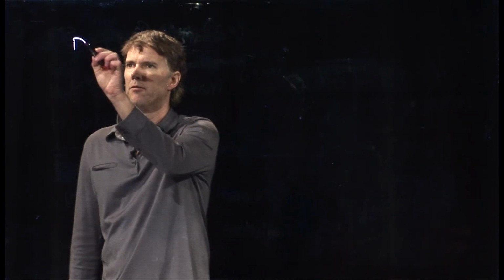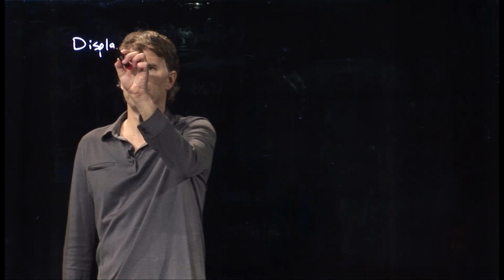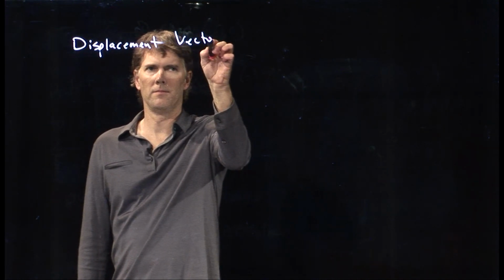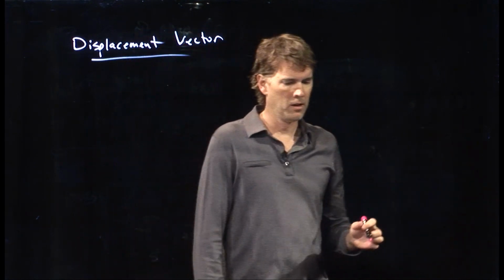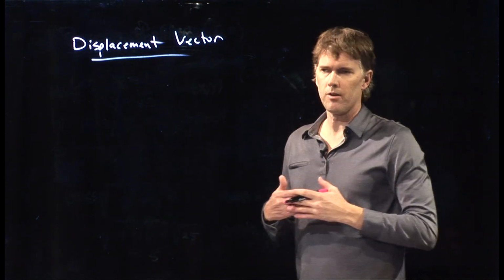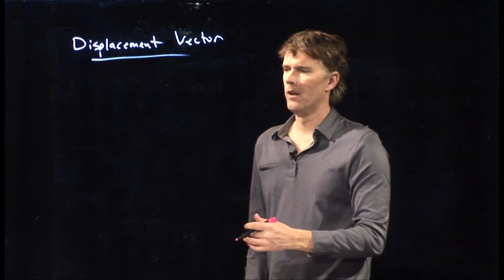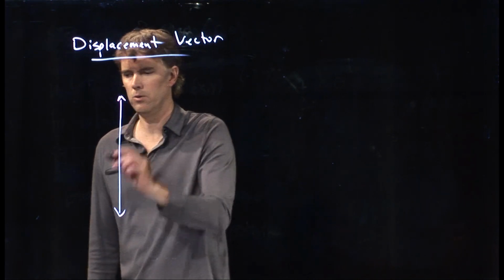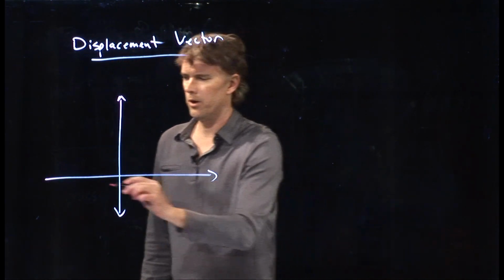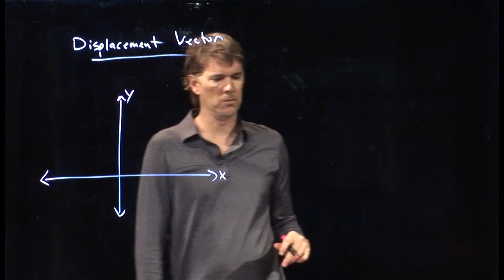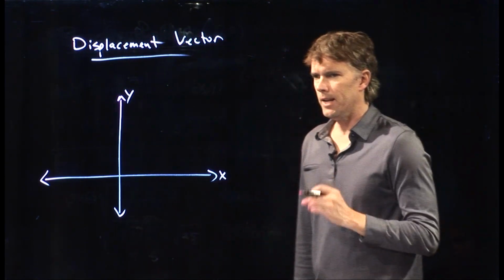Let's talk a little bit about the displacement vector. So what do we mean by displacement? Displacement is moving from one location to another. So if you think about moving in a two-coordinate system, X and Y, a two-dimensional system, we need to know a couple things.